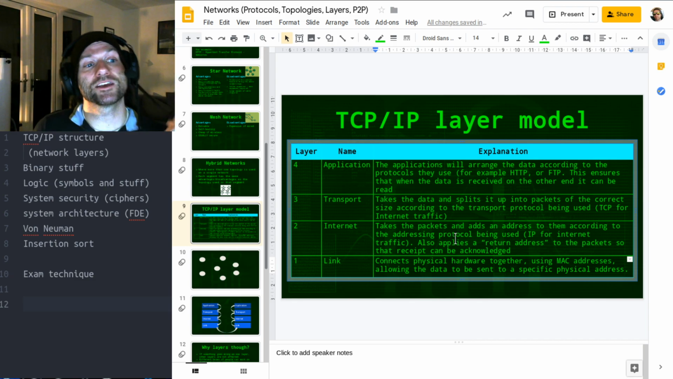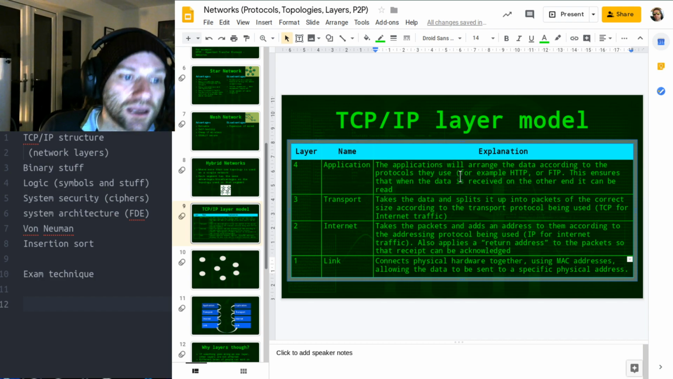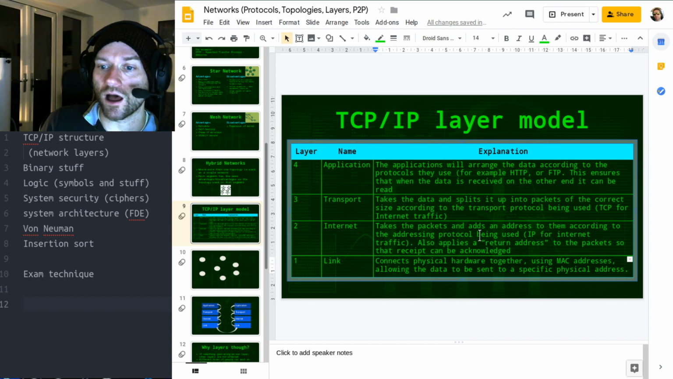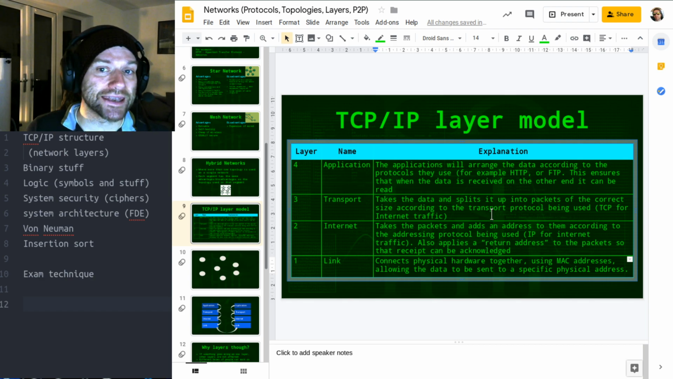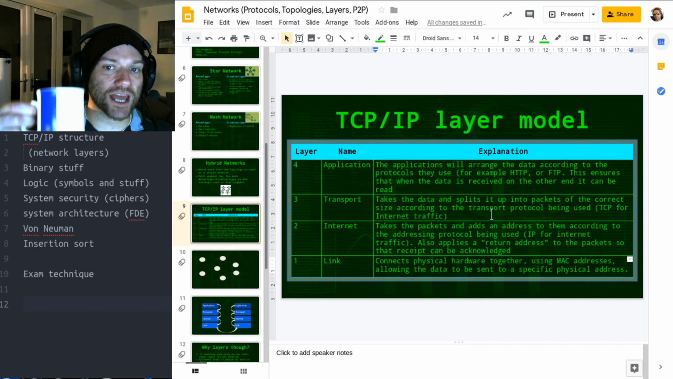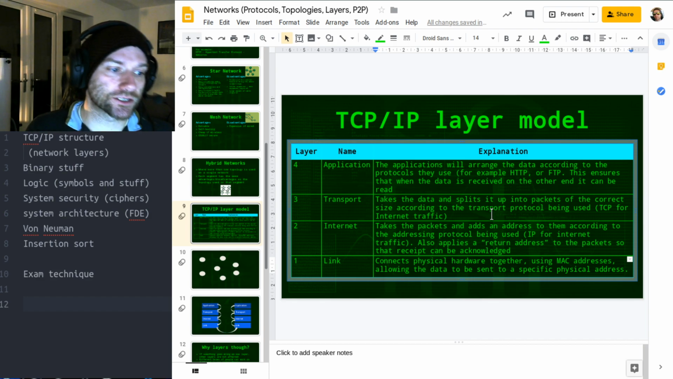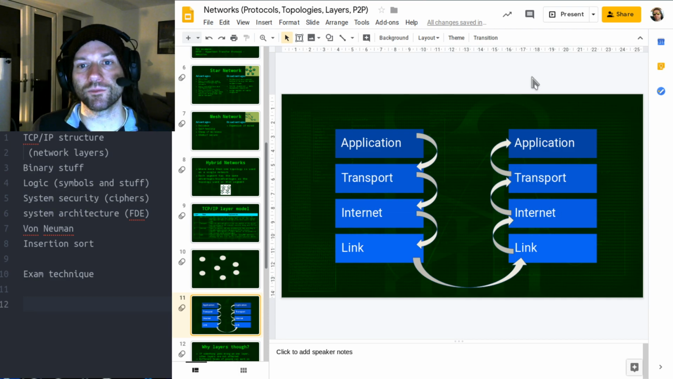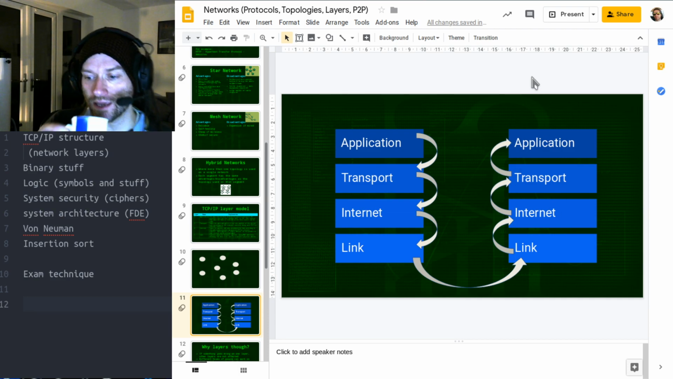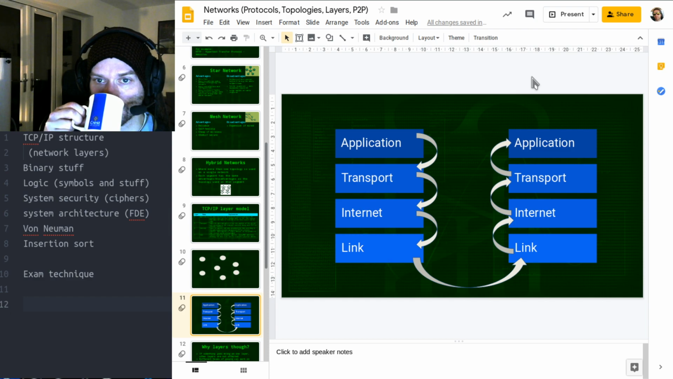Okay, so this is what's called a protocol stack because multiple different protocols are used. Okay, do you guys understand? Do you guys understand the benefits of using a layer model? Look, here's a little diagram showing how it passes down through the layers and then goes back up through the layers. Do you guys understand the benefits of using layers?